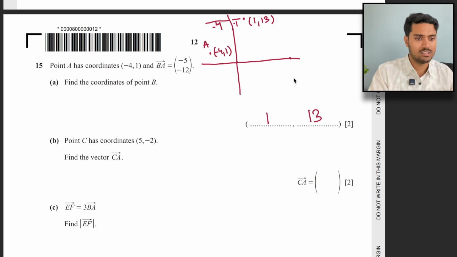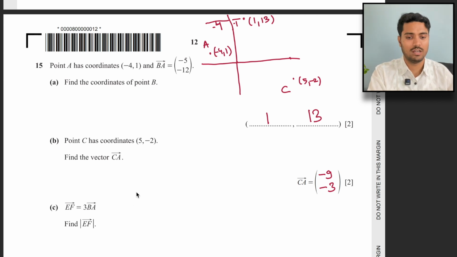Coordinate, let's say this is 5 and -2 is here. This is point C, 5 comma -2. Find CA. So C to A, okay, 5 units left and 4 units left. So that's 9 units, -9. And from 2 up and then 1 up. So -9, -3 is the answer.